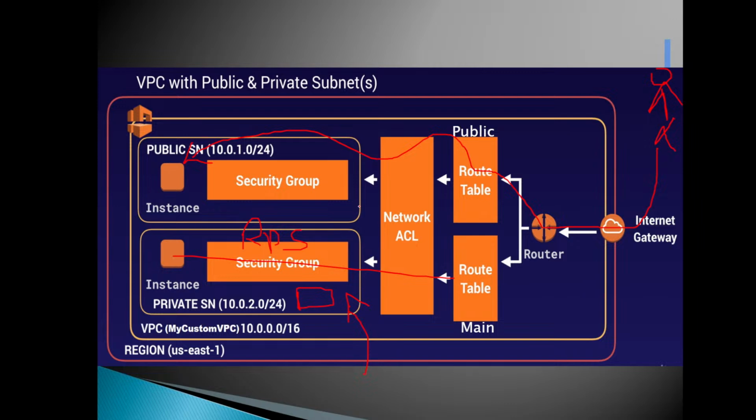I told you yesterday that each subnet is able to communicate with the others through routers. Each route table is able to communicate with the others through routers. Internally, in a given network, each subnet can communicate with each other. That means this EC2 machine can communicate with this EC2 machine.